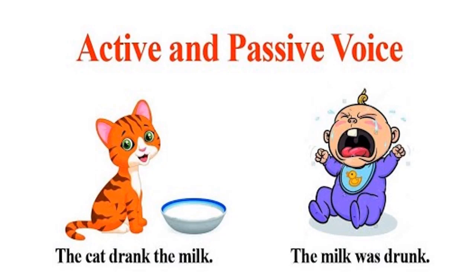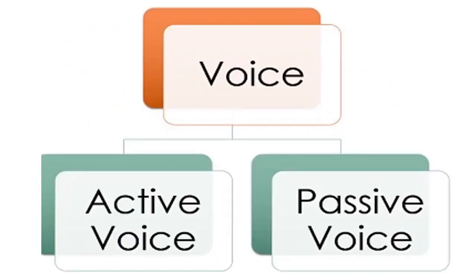There are two types of voice, active and passive voice. The cat drank the milk, or the milk was drunk. Both have the same meaning, but the first one, the cat drank the milk, is in active voice, and the next one, the milk was drunk, is in passive voice. Voice is of two types. The first one is active voice and the second one is passive voice.